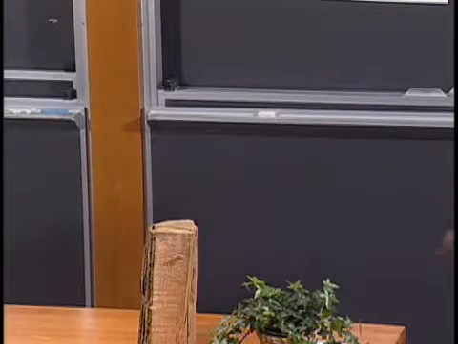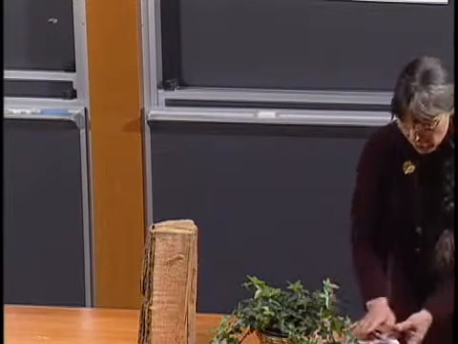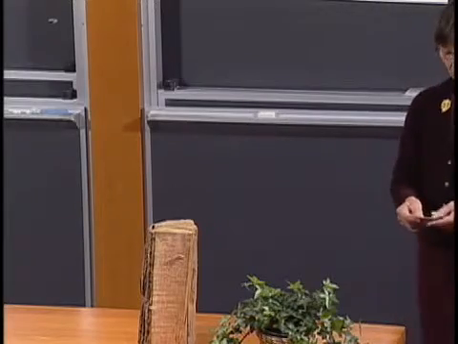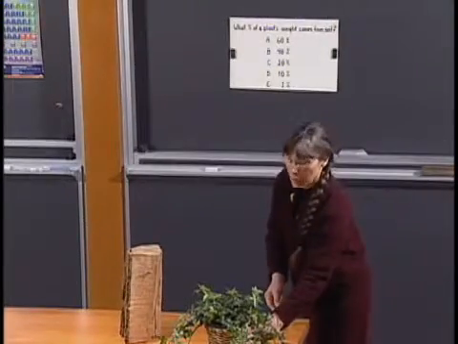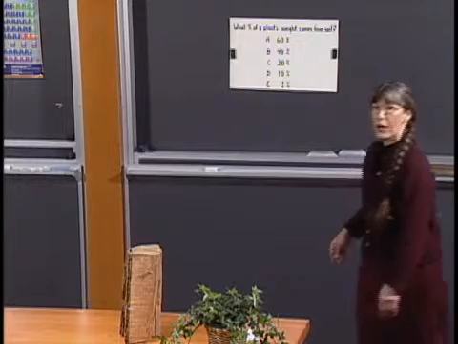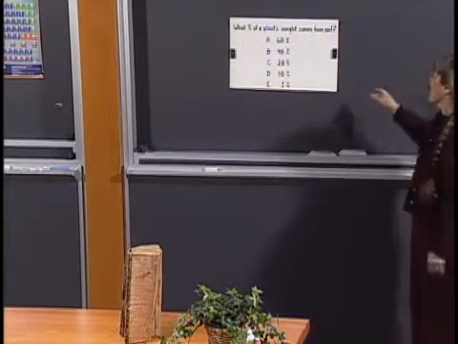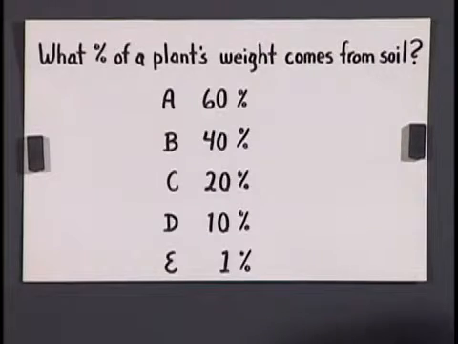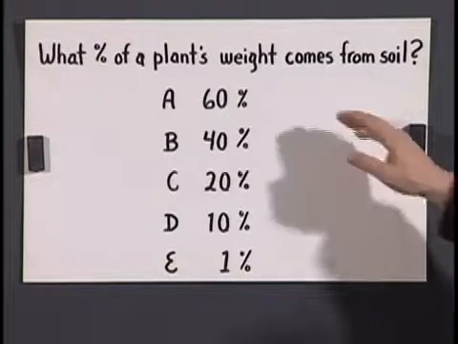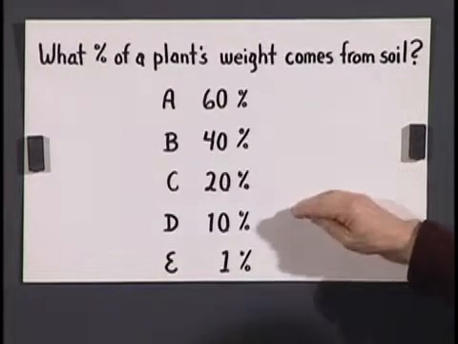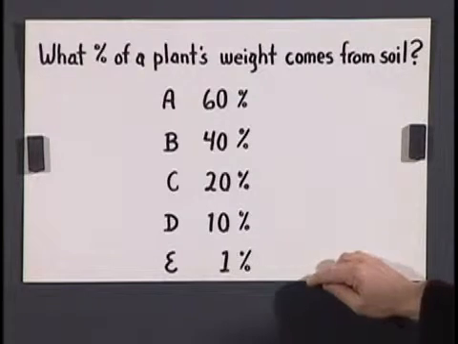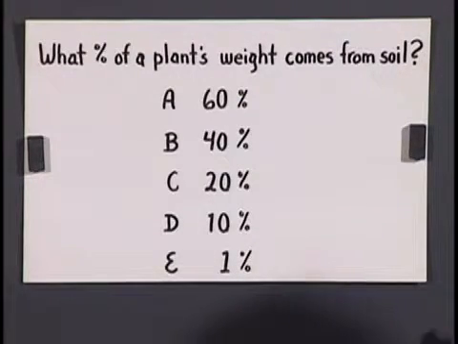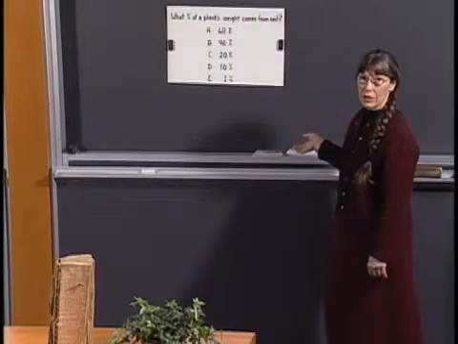And here is the question I'm going to ask for each person to respond to by secret ballot. So you will probably get a piece of paper and you'll write your answers down on the paper. So here's the question. Are you ready? Okay, what percent of a plant's weight comes from the soil? You could choose 60%, 40%, 20, 10, or 1. And I'd like for you to just choose what you think is the closest answer.